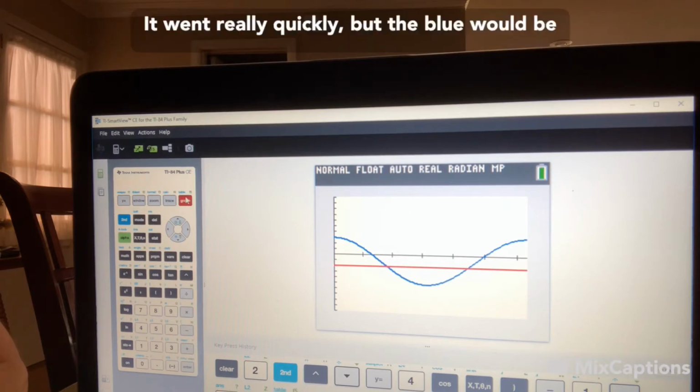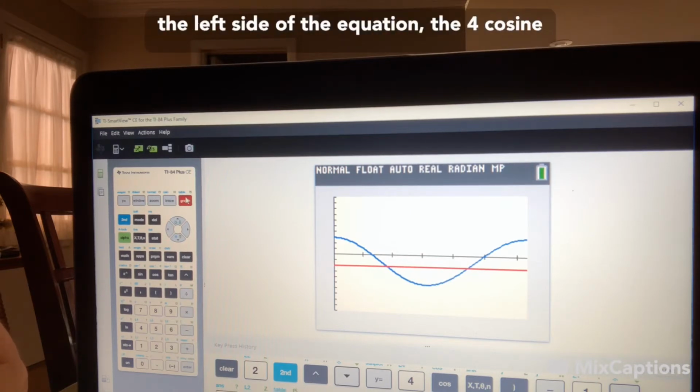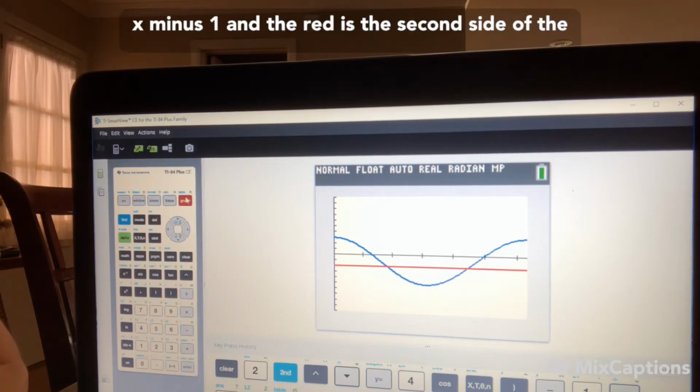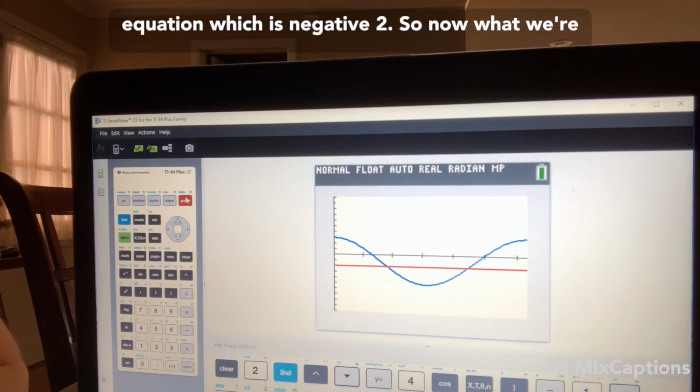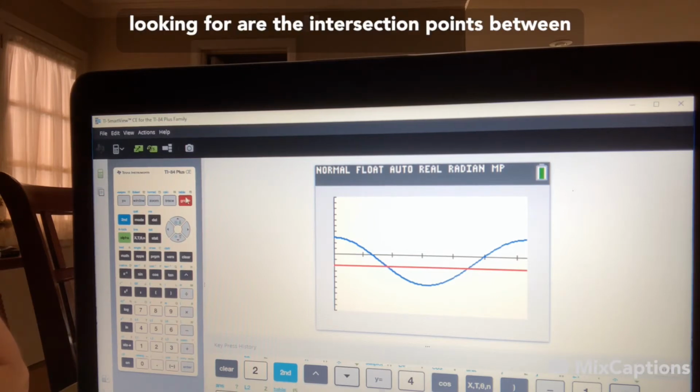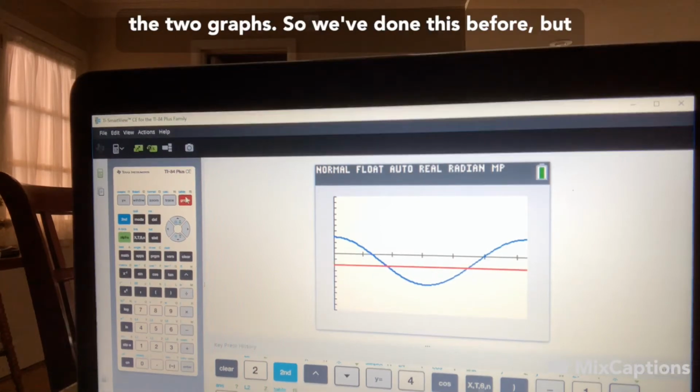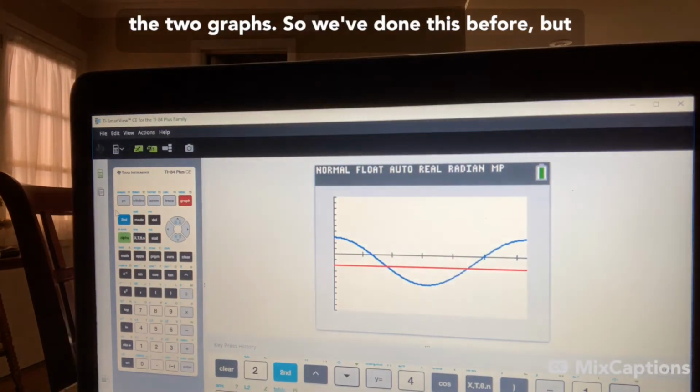So you should see this graph show on your screen. It went really quickly, but the blue would be the left side of the equation, the 4 cosine x -1. And the red is the second side of the equation, which is -2. So now what we're looking for are the intersection points between the two graphs. So we've done this before, but you may have forgotten.